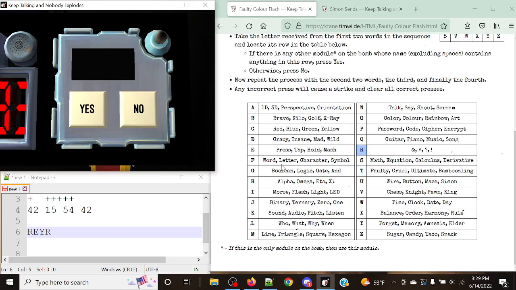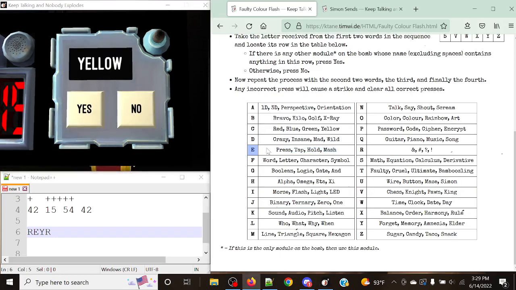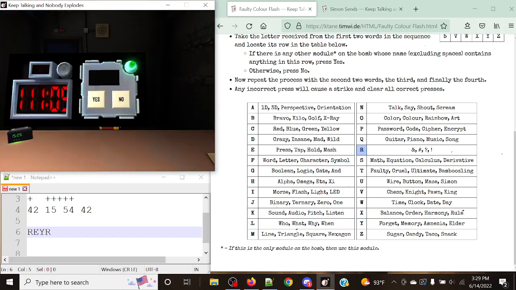And we're going to do the exact same thing for each of these other 3 characters present, and that's how we're going to solve this module. So now, Echo: press, tap, hold, mash. Not present in Faulty Color Flash, not true, so we're going to press no for this one. Okay? Yankee: forget, memory, amnesia, elder. Nope, not true. And finally, for Romeo, once again we determine this one. This one's also going to be a no. And just like that, it's a solved module.